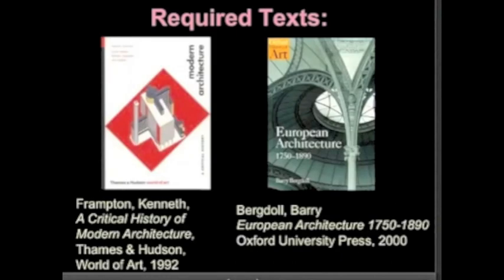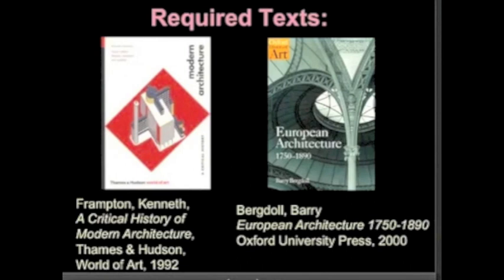And then we have two more books. And again, these two books will come in toward the end of the course. And they are Barry Bergdoll's European Architecture, 1750 to 1890. This is a beautiful book. It's really smart. It's really, really well written. And again, it's about the ideas that drive architecture. It's about how architecture situates itself in the complexities of a kind of cultural context, and not simply, this is a building, this is a building, this is a building.